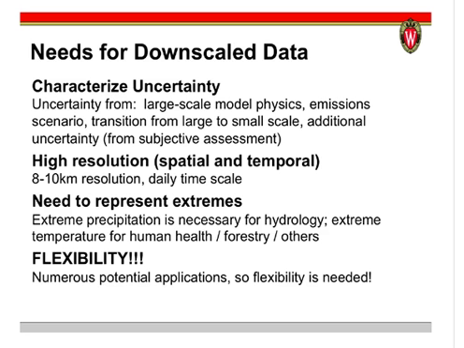Another item that was identified was high spatial resolution, so 8-10-kilometer resolution, and daily time scale was something that people identified as being important because of the event-like behavior of some of these climate impacts. I'll give some examples in a bit. A third element that was important was the need to represent extreme events, so extreme precipitation, especially, and extreme temperatures for human health and for forestry and other impacts.